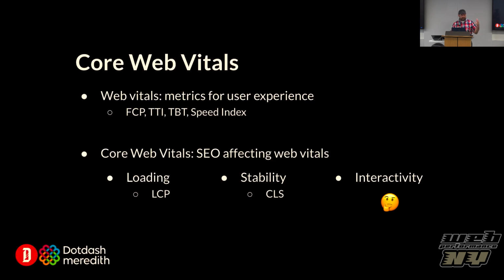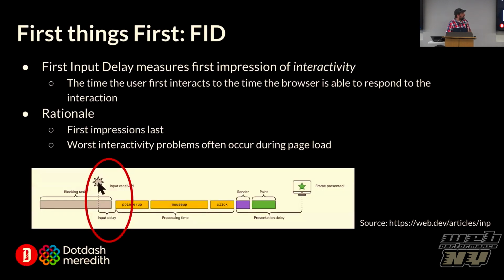If we consider the three aspects of user experience performance on a page, you've got loading, which has the Core Web Vital of largest contentful paint. We've got visual stability. We care about how elements on the page stay in place or jump around: cumulative layout shift. And then finally there is what we're going to be speaking about today, interactivity. How do we measure that? How did we measure that?